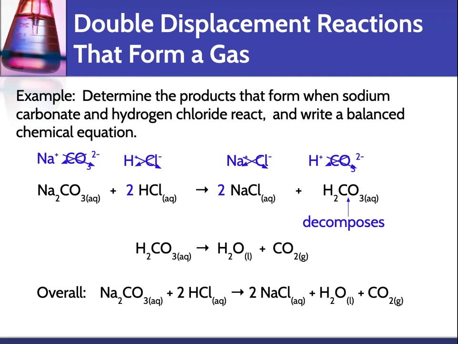So overall, the reaction becomes Na2CO3 plus 2HCl makes 2 NaCl, and then instead of H2CO3, we have plus water plus carbon dioxide. Now when you look at those products, you see the formation of a gas and also water, telling you that the reaction has indeed occurred.